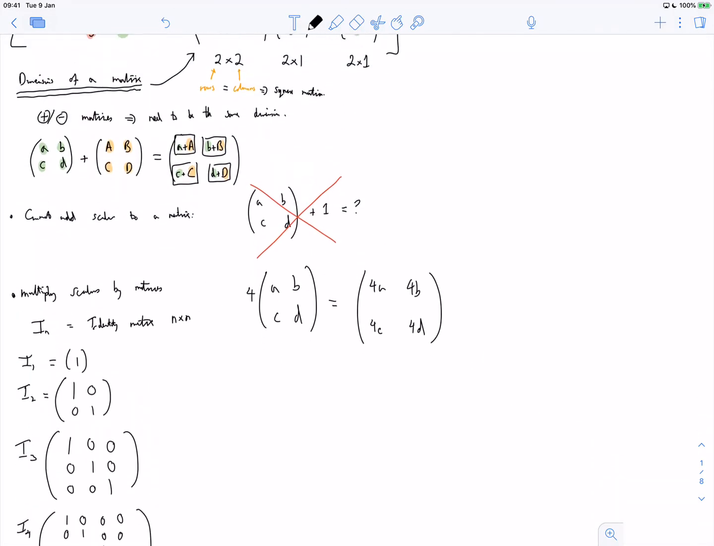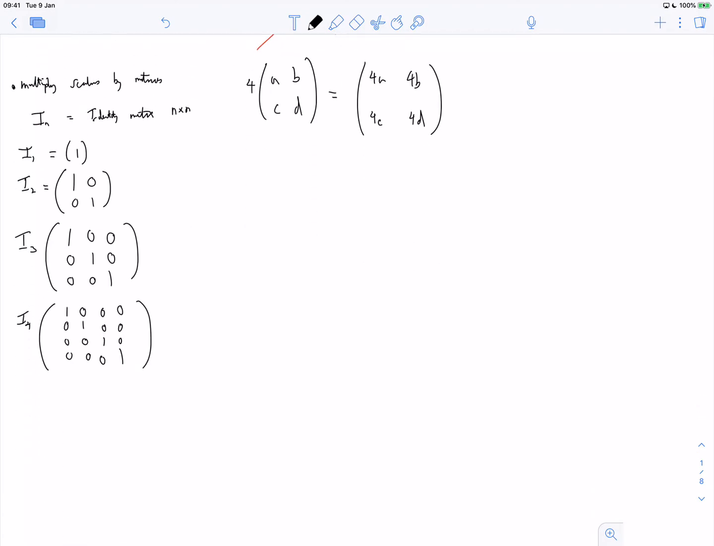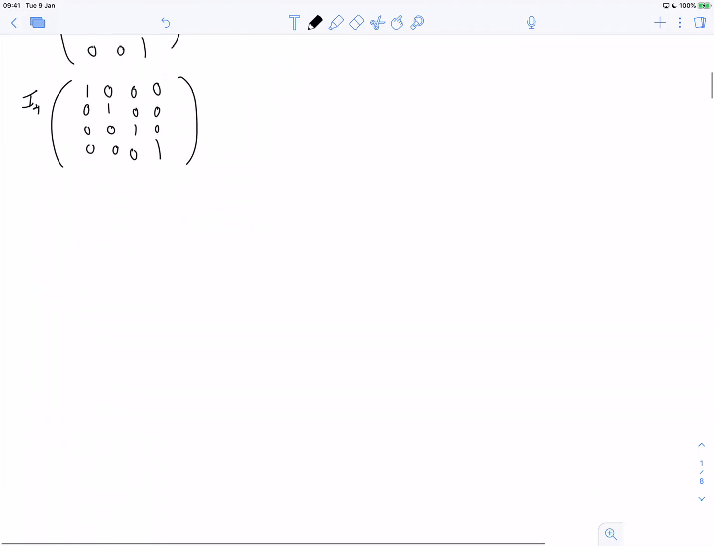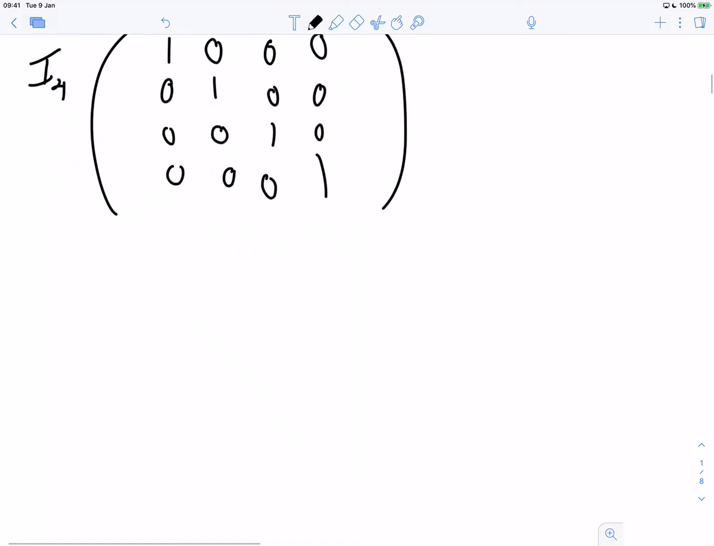So let's chat. We've got one more thing: multiplying matrices.